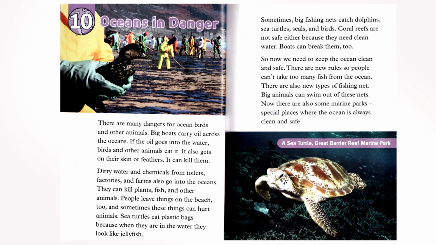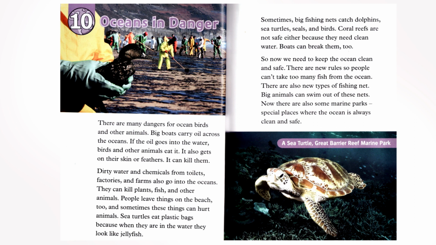Dirty water and chemicals from toilets, factories, and farms also go into the oceans. They can kill plants, fish, and other animals. People leave things on the beach, too, and sometimes these things can hurt animals. Sea turtles eat plastic bags because when they are in the water, they look like jellyfish. Sometimes big fishing nets catch dolphins, sea turtles, seals, and birds.